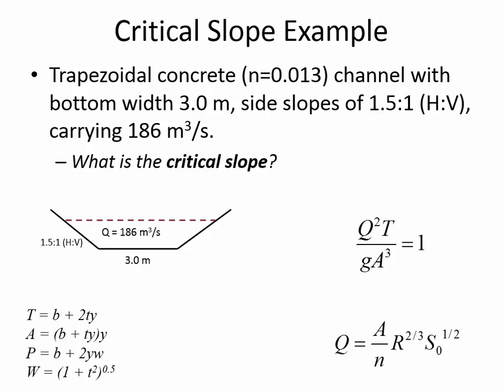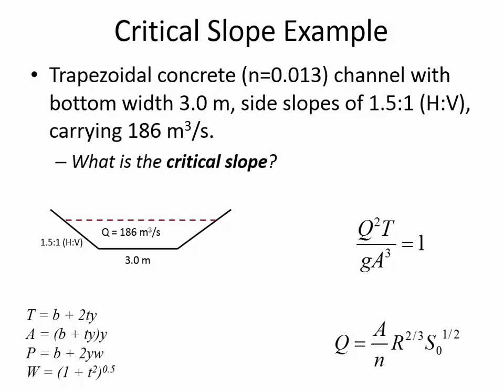All right, so this is the last example for today. A trapezoidal concrete channel, a bottom width of 3, side slopes of 1.5 to 1, and it's carrying 186 cubic meters per second. What we want to do is find the critical slope that is going to cause the critical depth.